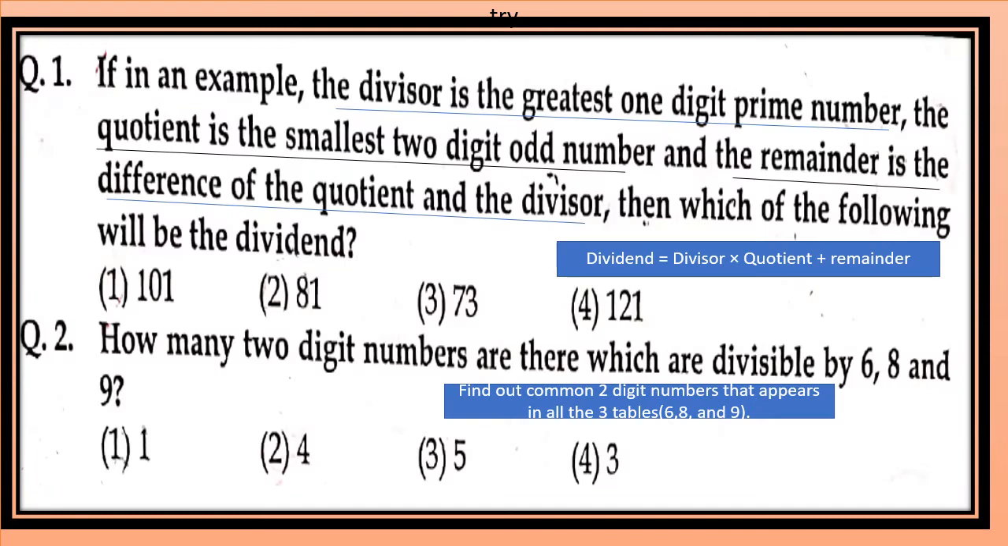Question 1. If in an example the divisor is the greatest one-digit prime number, the quotient is the smallest two-digit odd number, and the remainder is the difference of the quotient and the divisor, then which of the following will be the dividend? So look at the formula, apply the values and find out the answer.